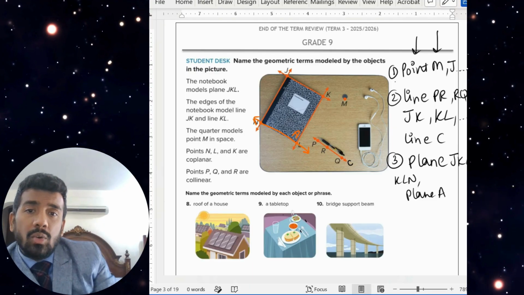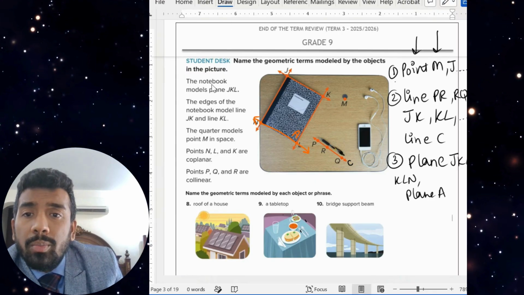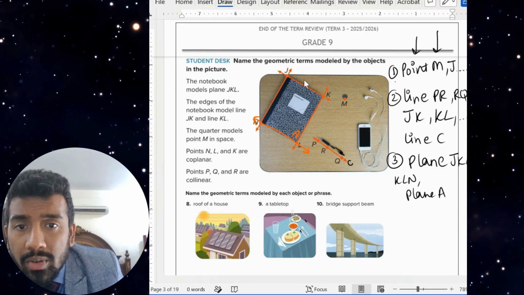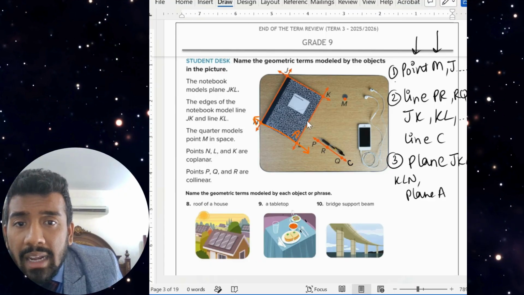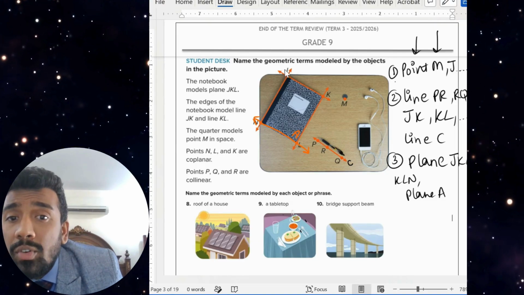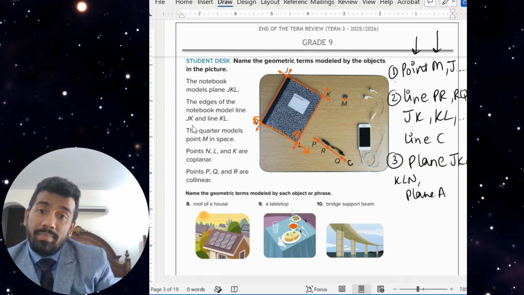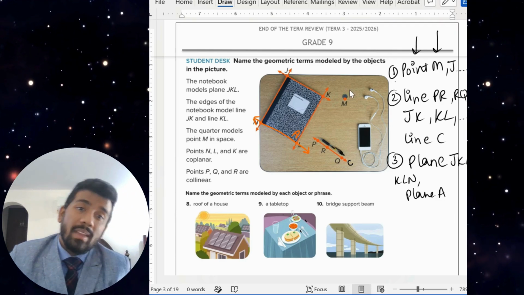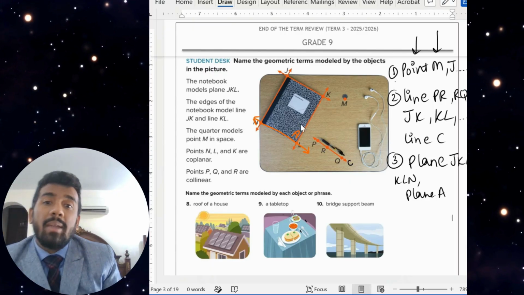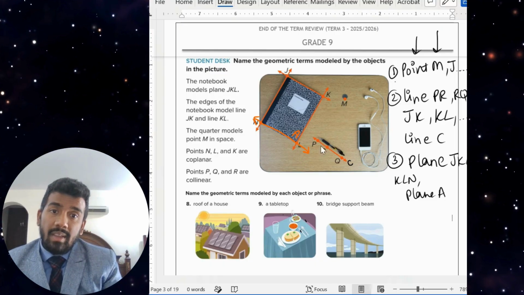Okay, let's go to this question. When you talk about the notebook, what all things can you see in this figure? I can see a notebook. The notebook comes like a plane, plane JKL. The edges of the notebook can be denoted as a line, so line JK or line KL. And the third one, the quarter, models point N. The quarter, like a coin, denotes point N. And this is the line.